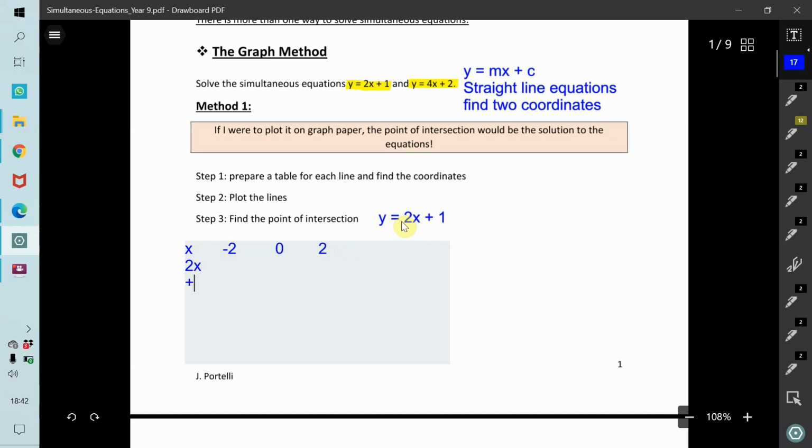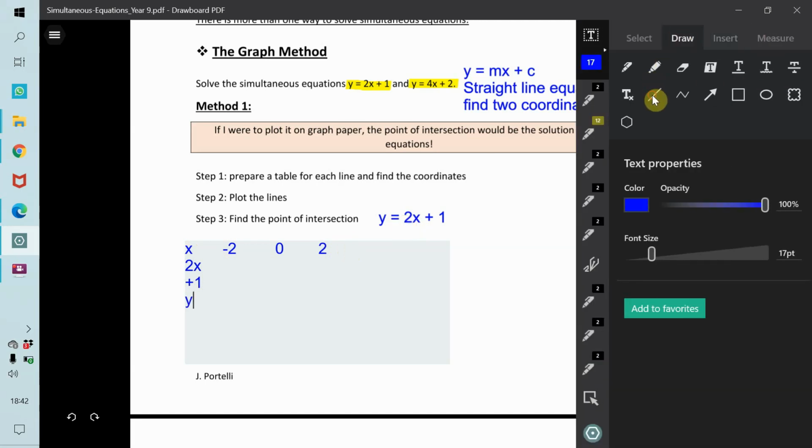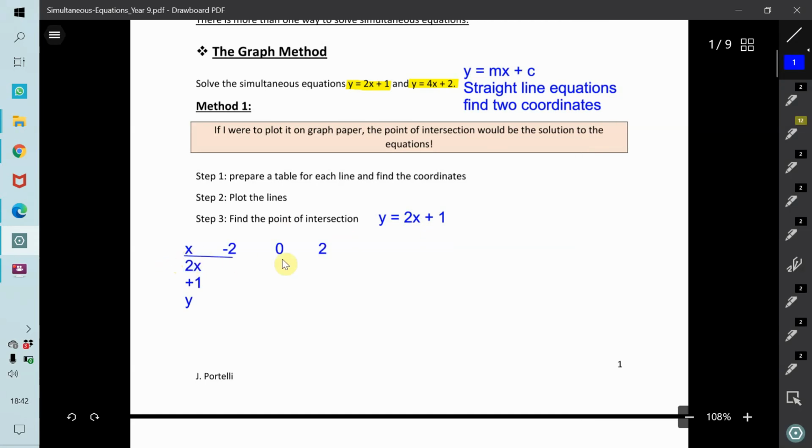My third row is plus 1. And my last one is y. I don't know if you remember, we used to draw the lines, a line like this and a line like this. So the x values is what I put into my table. I'm choosing, and I chose 3 x values, but 2 would have been enough.